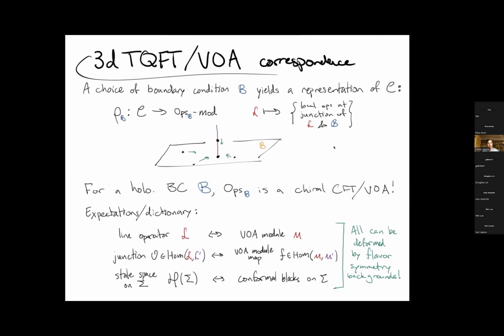A line operator, again, is a VOA module. That's sort of how this representation of C works. That's just the functor I had above. A junction between two line operators, which is a HOM in this category C, is, of course, a HOM in the vertex operator algebra module category. So for every junction O, that's this guy up here, I should be able to get a vertex operator algebra map between the two modules associated to line operator L and L prime.